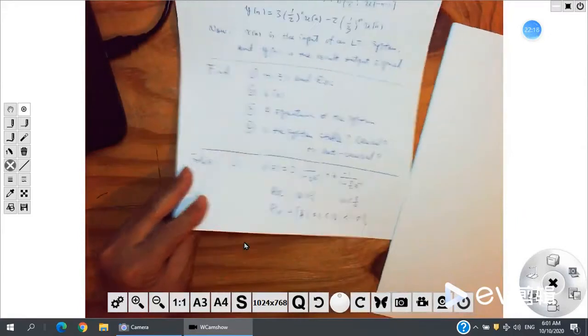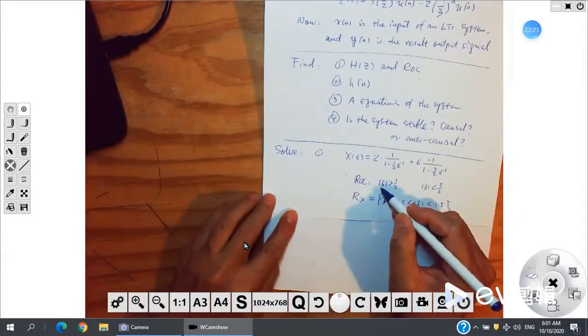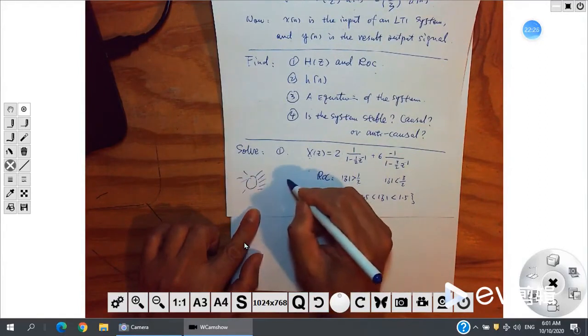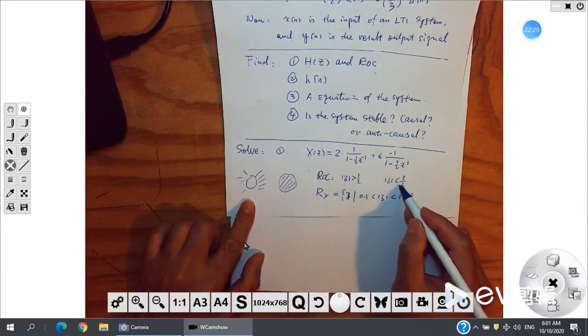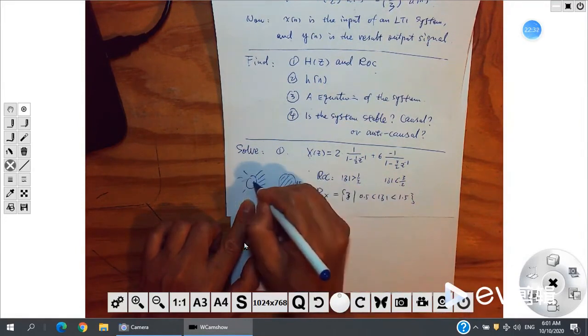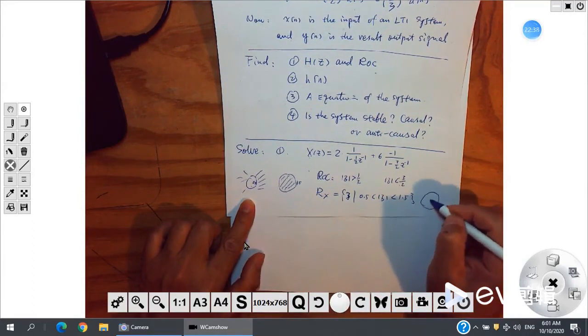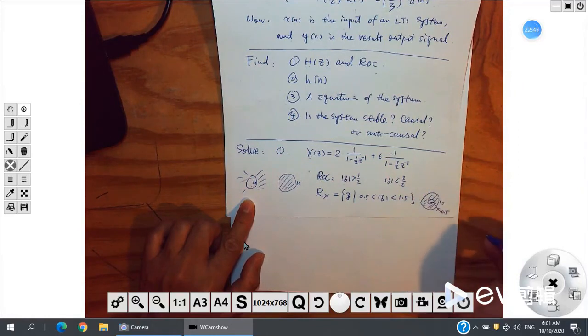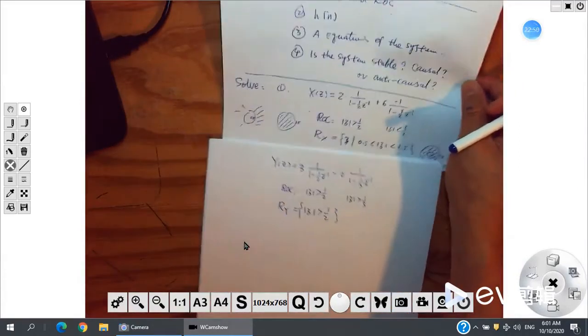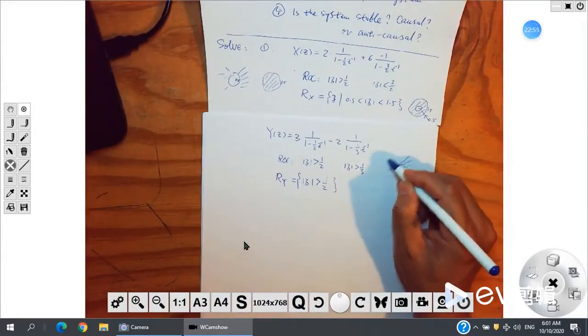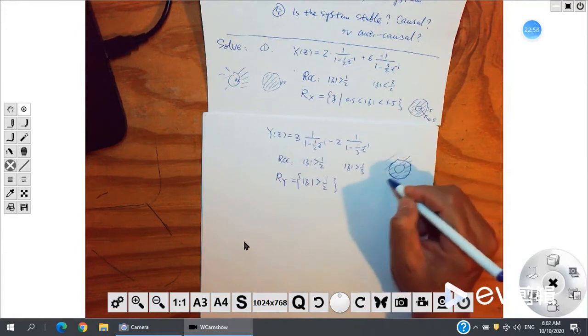Yeah, if you want, you can have a graph. The RC here, the first one is outside, and the second one is inside, right? Here's 1.5, here's 0.5. The common area of these two will be a ring. Here's a 0.5, here's a 1.5, right? So you get it. And this one, the first one is outside, and the second one is also outside.